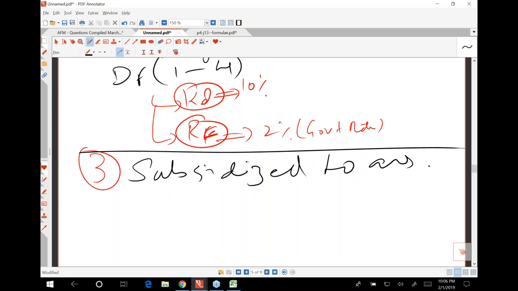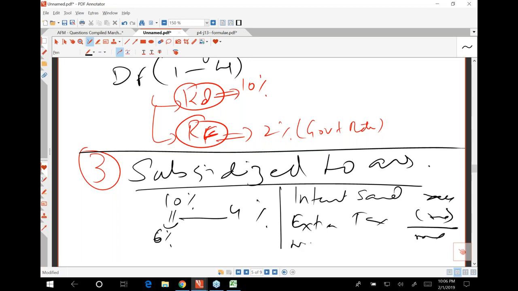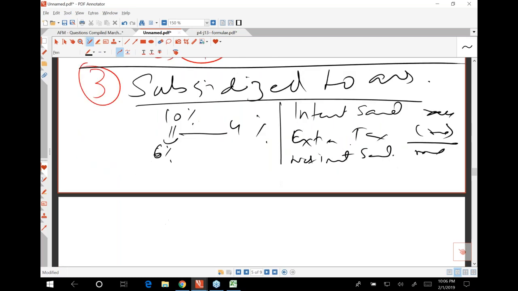What happens with these subsidized loans is that the market interest rate may be 10% and you would have gotten a loan at, let's say, 6%. So there is actually a 4% interest saved. So what we generally do is take the interest saved and then deduct the extra tax on it. Resultingly, that's the net interest saved, and we discount it accordingly.